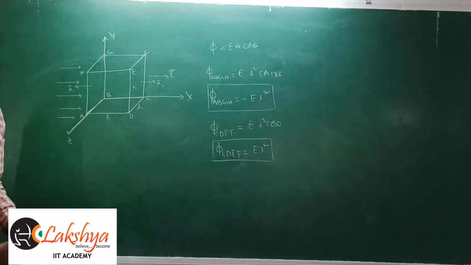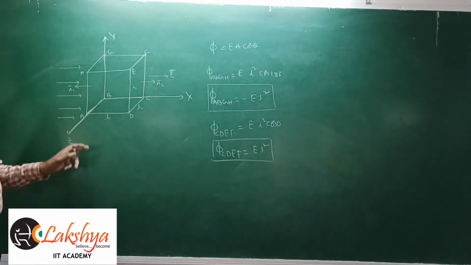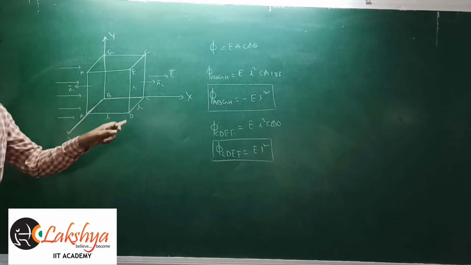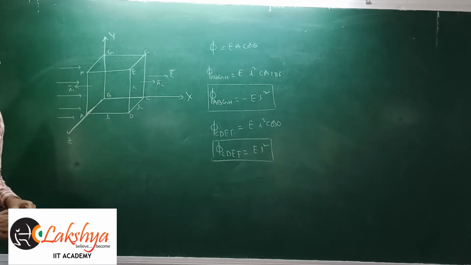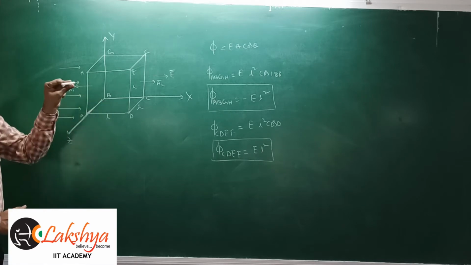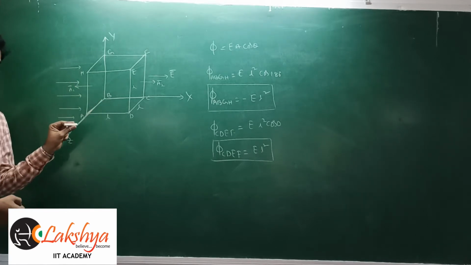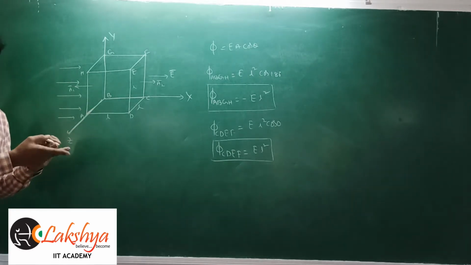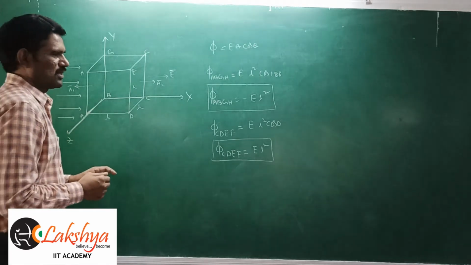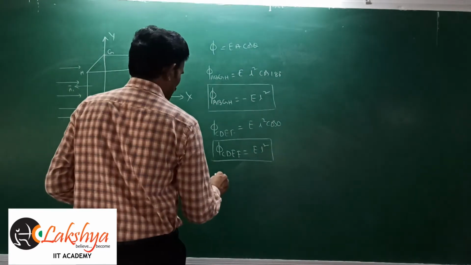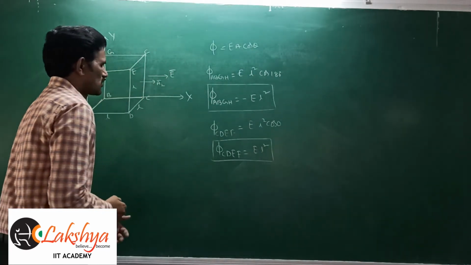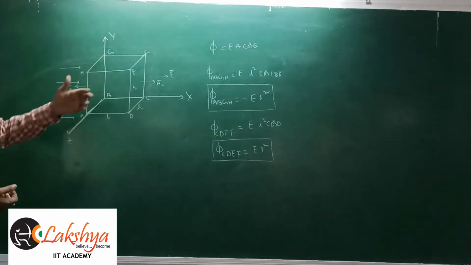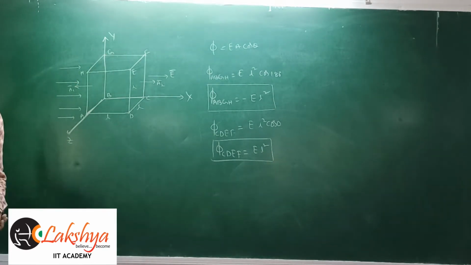Now let us come to the flux through the remaining faces. For example, the flux through ADEH. For this face, the area vector will be along the z axis, but the field is along the x direction. So they are perpendicular to each other, and the angle will be 90 degrees, and so the flux will be 0. Similarly for its opposite face, you will get the same thing.